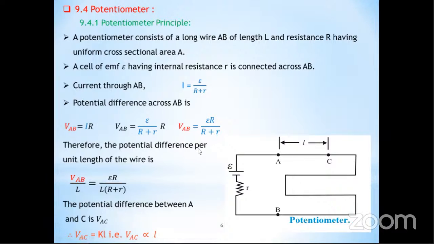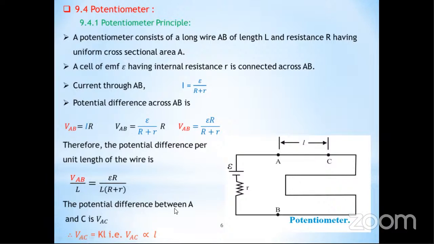Therefore the potential difference per unit length. Okay, therefore VAB divided by L. Again similarly we have the formula for VAB is equal to epsilon R divided by R plus small r, where epsilon or E means the EMF. Therefore we are just taking the potential difference per unit length, so we are dividing by L.